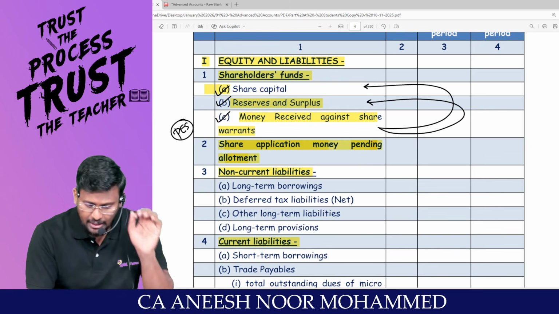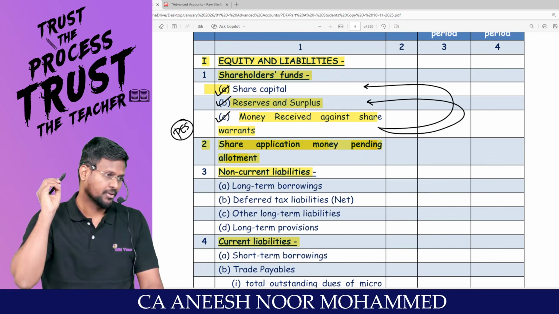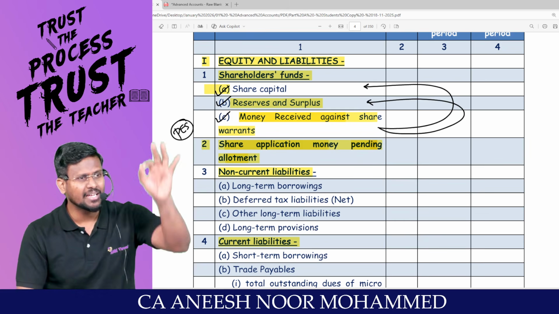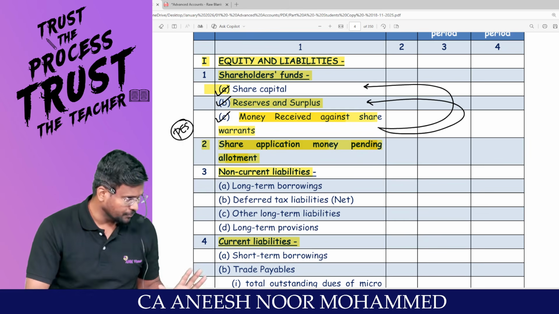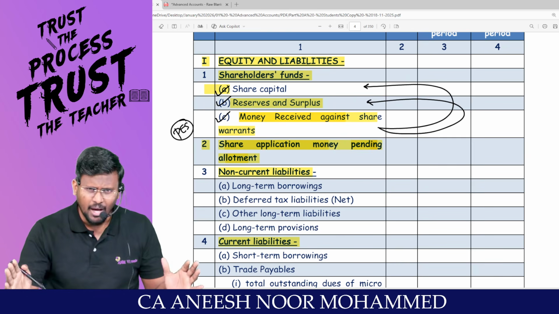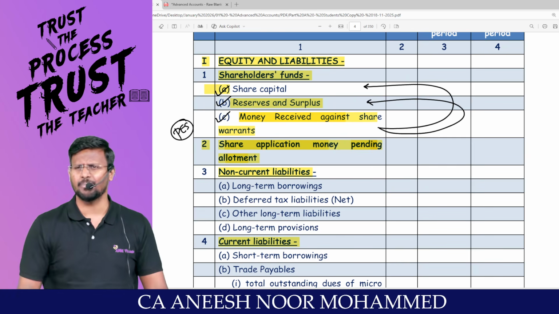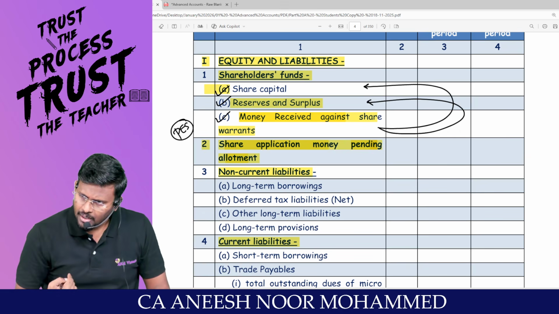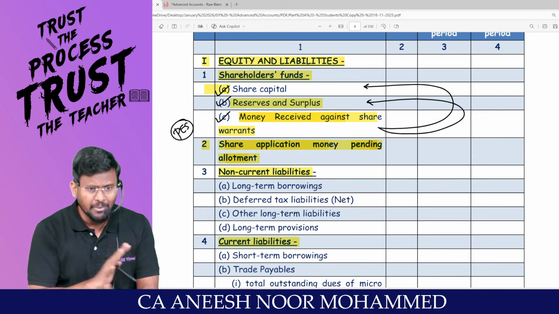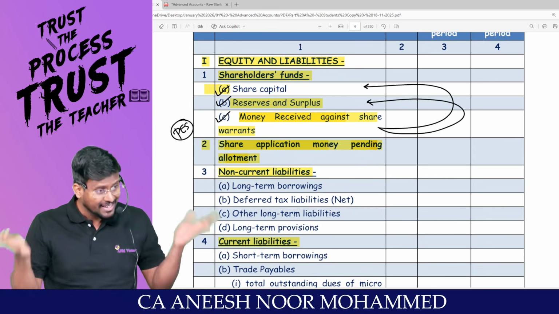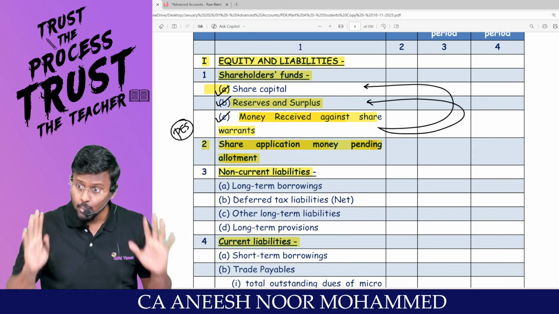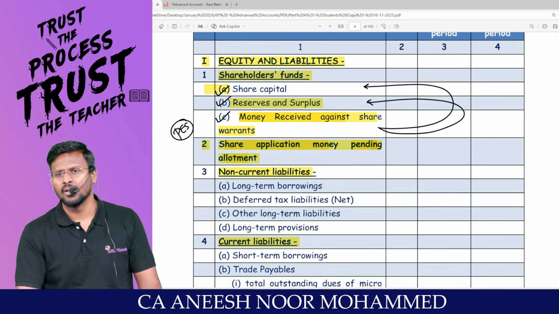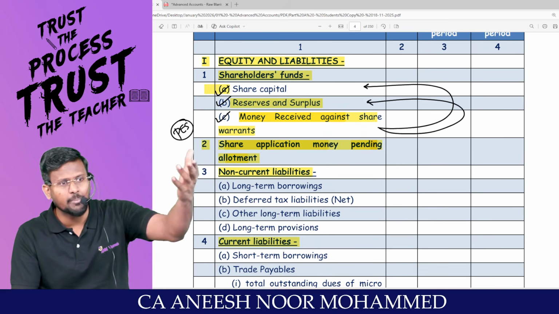That is why it has a separate number 2 classification. But share warrant will surely become share capital. That's why it is under the shareholders fund category. Logic clear? If it is a share warrant, the shareholder and the company have already entered into an agreement. The shareholder gave the money to the company, but now the company is not giving the shares. They will give in future, and they will surely give. That means money received against share warrant will become share capital in future.